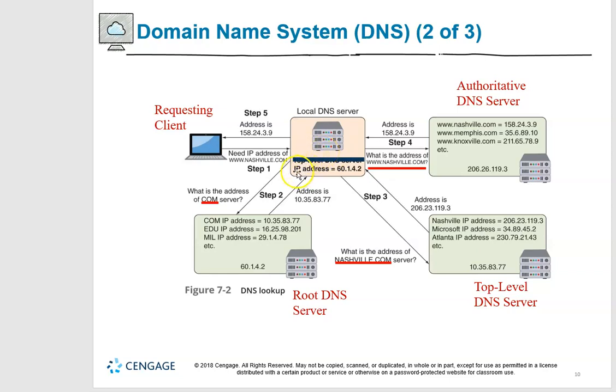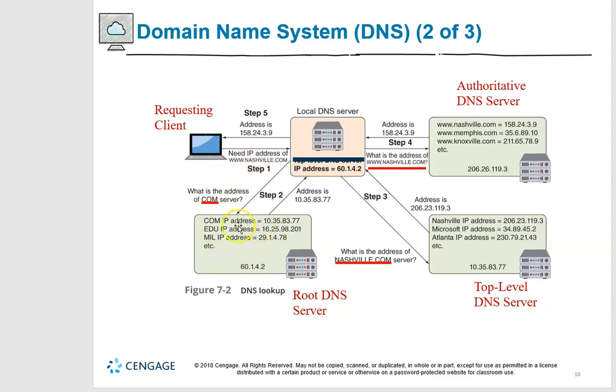It knows the IP address of the root DNS server, which is down here. So it's listed in here. It asks that question first. If it doesn't already know, it asks this question: what is the address of the COM server, that top level domain? So this root DNS server doesn't have the ultimate answer.